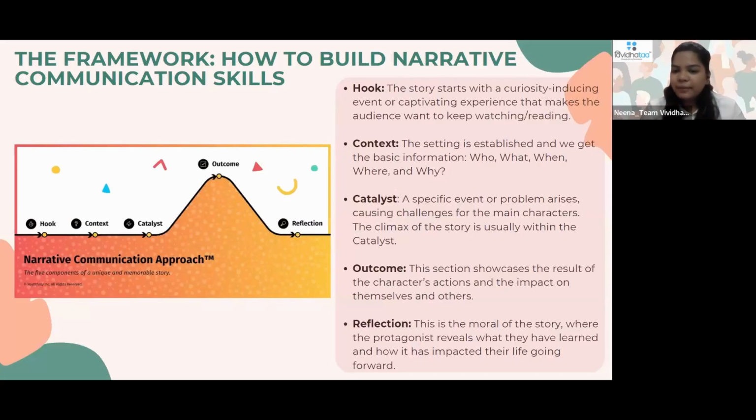And then reflection, the moral of the story, where the protagonist reveals what they have learned and how it has impacted their life going forward. For example, if I'm talking about a skill I learned in one of my problems faced in my previous organization, what have I learned from it? What were my key learnings from that particular problem? How well was I able to handle it? What is the reflection I'm trying to show you? What was the main agenda of that entire story, right?